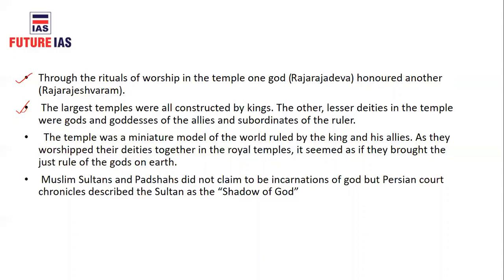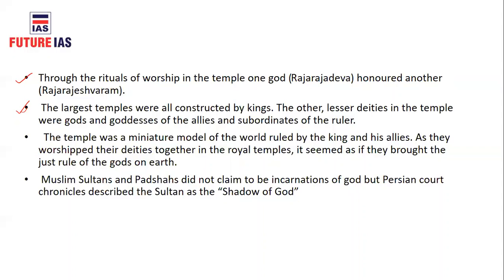These temples also consist of gods and goddesses, but these gods and goddesses belong to, or are associated with, the allies and the subordinates of the ruler. So that means the largest of those temples were constructed by the kings, and other, lesser deities are also there, which may be associated with the subordinates of the ruler.